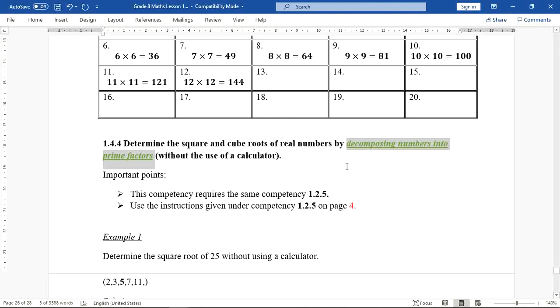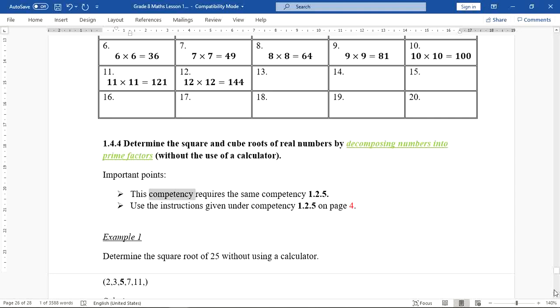The learners that have a study guide, this is on page 4 of the study guide. The examples are given there. Now in paper 1 you won't be using a calculator, so obviously you are going to determine the square and the cube roots of any cube number or square number using this method. I'm going to give you two examples of how to do just that.